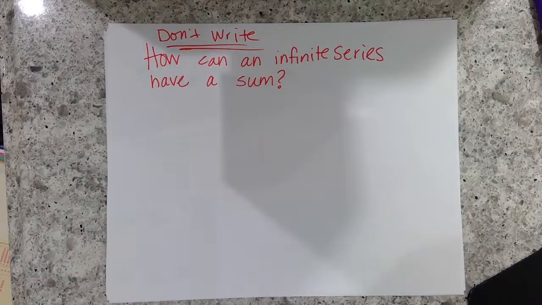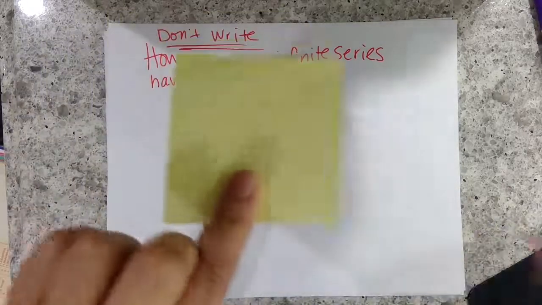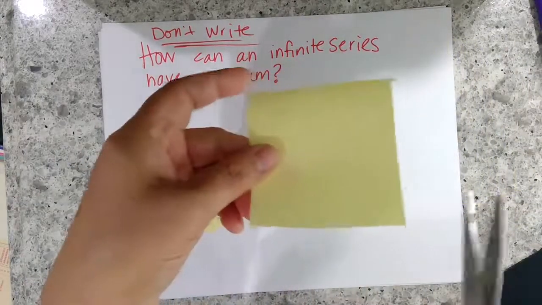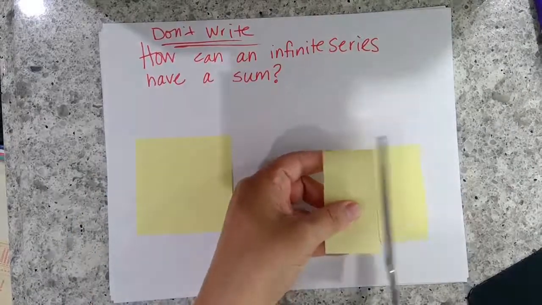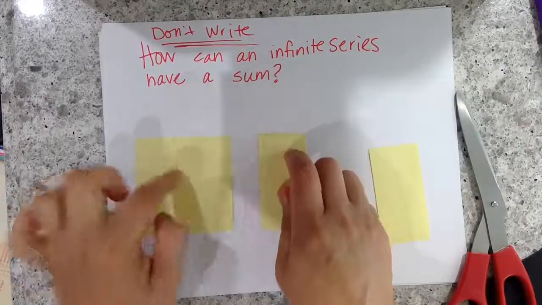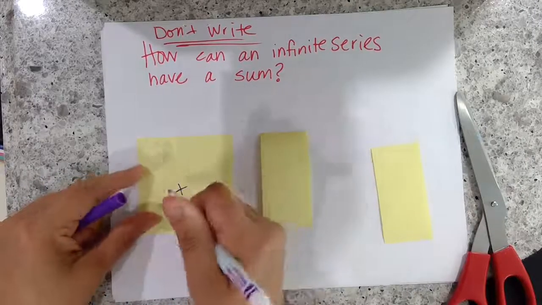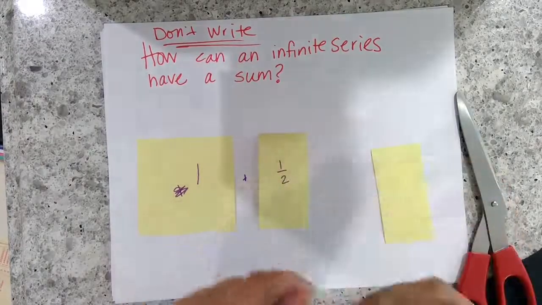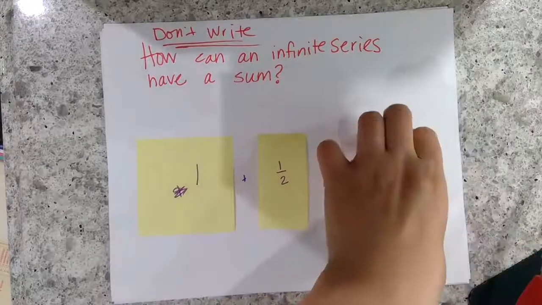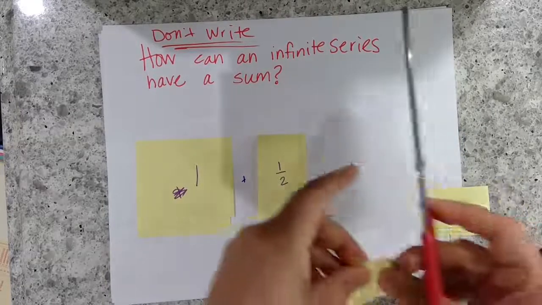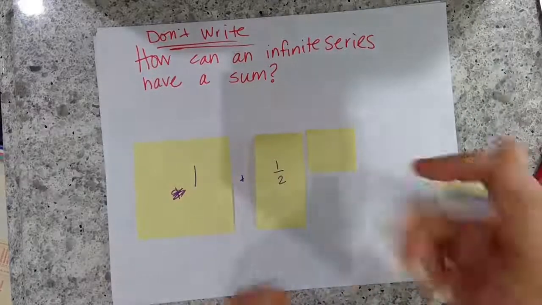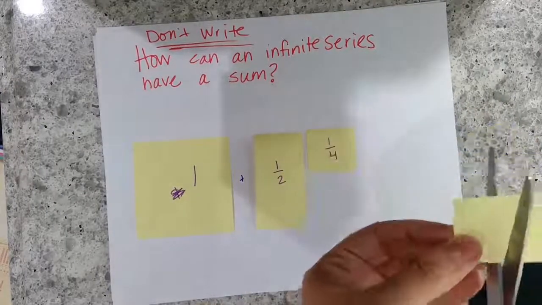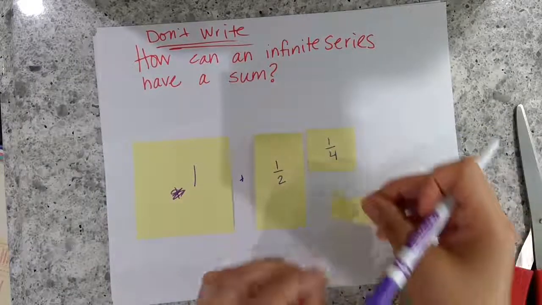I have one Post-it. I'm going to take that one Post-it and I'm going to cut it in half. So I'm going to add half. So now I have 1 plus a 1/2. I'm going to take that half, cut it in half. So now I have a 1/4. I'm going to take the 1/4, cut it in half. And I'm going to keep going.